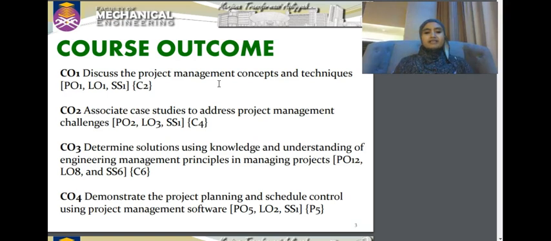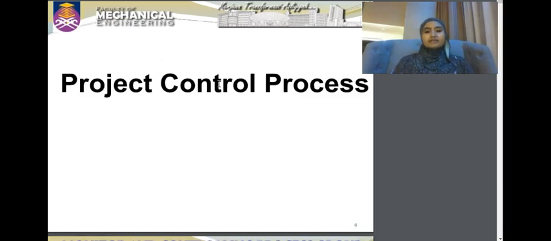So we expect that by completing this topic, it will cover some portions of the project management concepts and techniques to associate specific case studies to address the challenges of project management in monitoring and control, and also using specific knowledge and understanding to manage the project.